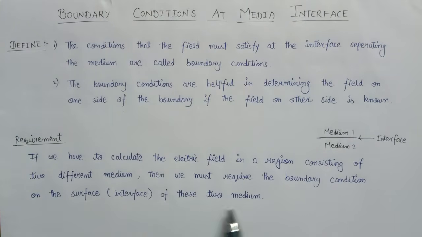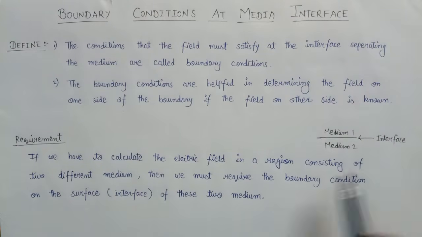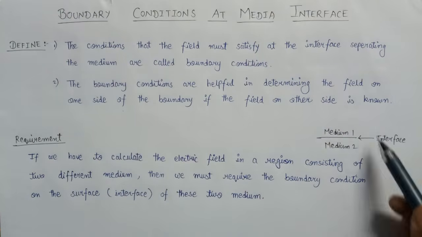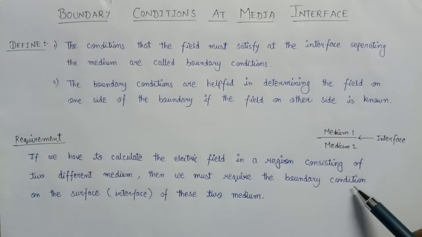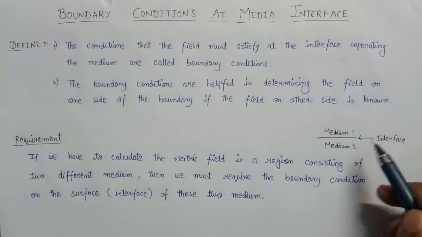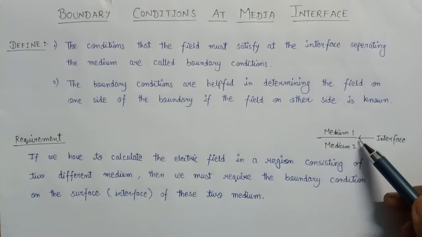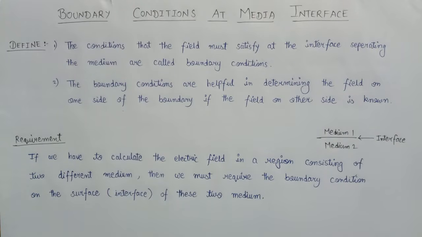So here is the theory that we wrote, and here are the two mediums, and if we want to calculate the electric field in the region consisting of these two mediums, then we must require the boundary condition at the interface of these two mediums. So to calculate the electric field also we require the boundary condition at the media interface. So this is all about the introduction, definition and requirements of boundary condition at the media interface.